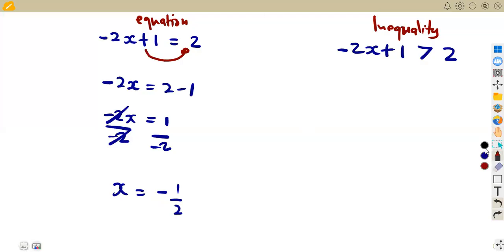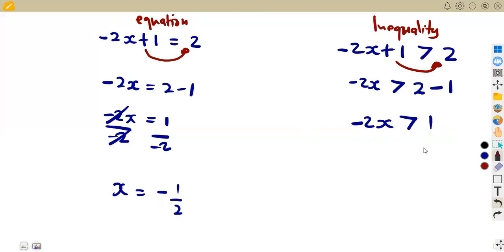But for an inequality now, let us take an inequality. Minus 2x, we transpose this as an equation. Transposing, adding or subtracting, I say this one does not change your sign. So it's going to be 2 minus 1. The sign is not even affected. So it's minus 2x is greater than 1. We subtract 2 minus 1.